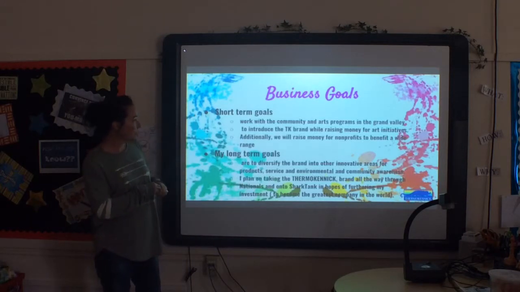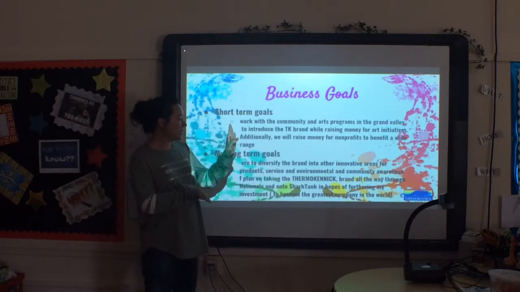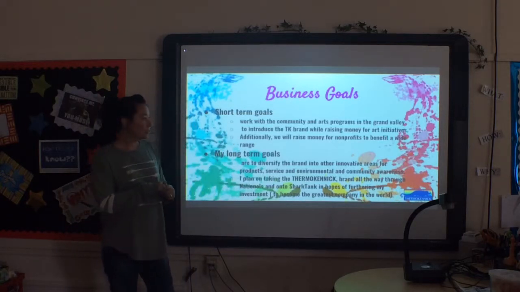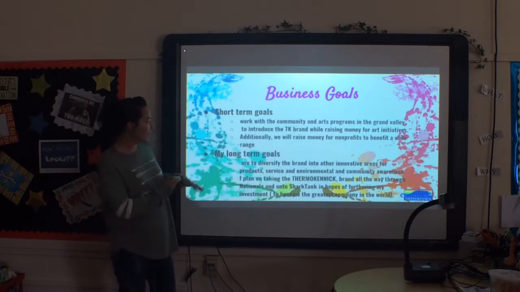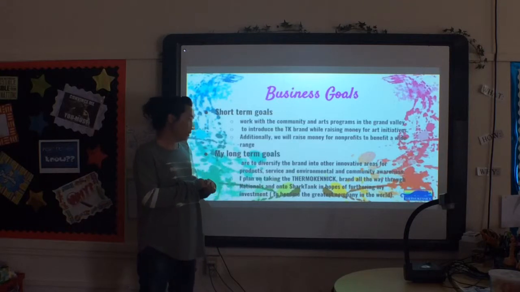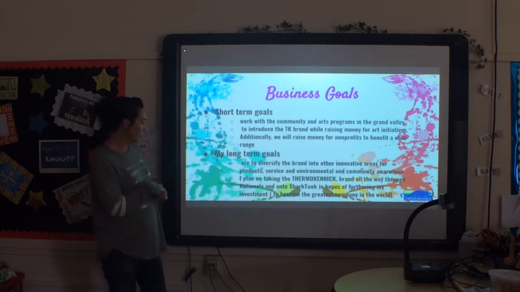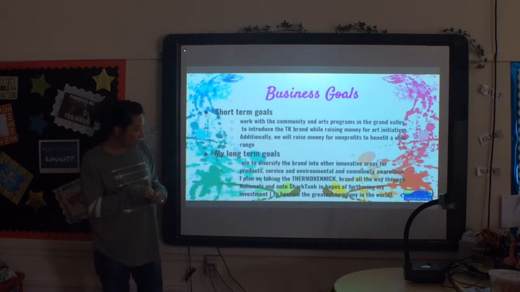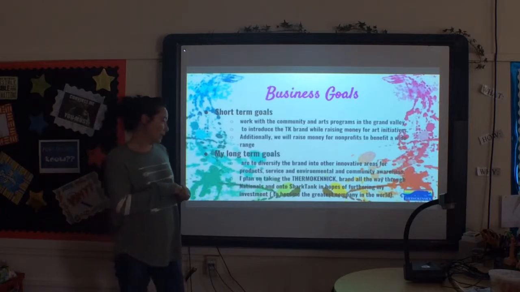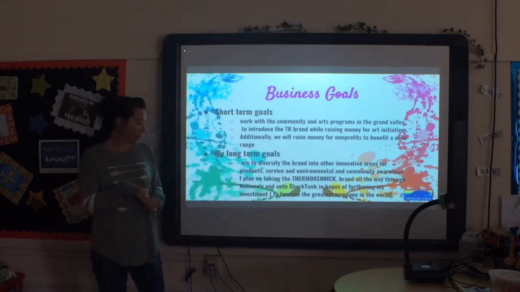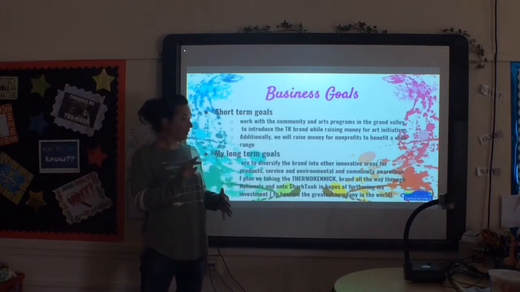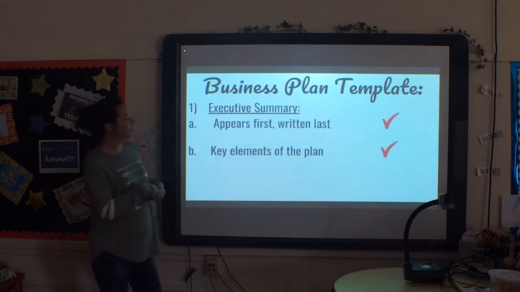So her short-term goals were to work with the community and arts programs in the Grand Valley, to introduce the TK brand while raising money for art initiatives. She has a passion for art and for kids, so she wanted to make sure the arts weren't cut. Additionally, she wanted to raise money for nonprofits to benefit a wide range of students. Her long-term goals were to diversify the brand into other innovative areas for products, service and environment, and community awareness. She wanted to take her brand all the way to Shark Tank. She didn't quite get that far, but she did do well.